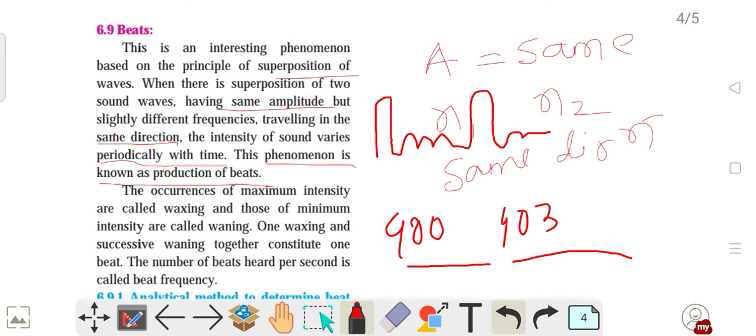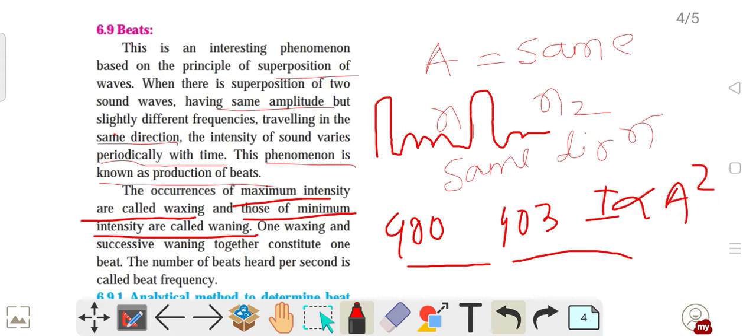Okay, now there are two things. Occurrence of maximum intensity is called waxing, remember, and that of minimum intensity is called waning. Intensity is directly proportional to the square of amplitude. So one waxing and successive waning together constitute one beat. Waxing is maximum intensity, waning is minimum intensity, and the number of beats per second is called beat frequency. These are the basic definitions. So what is beat frequency? Number of beats per second.